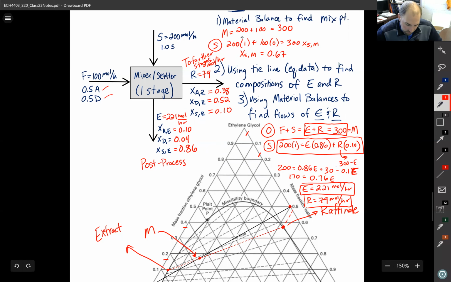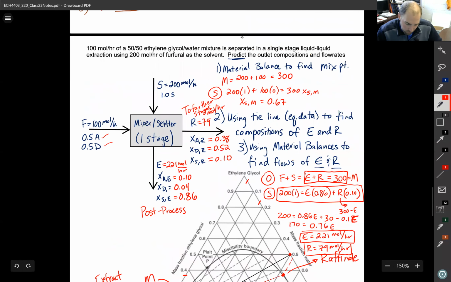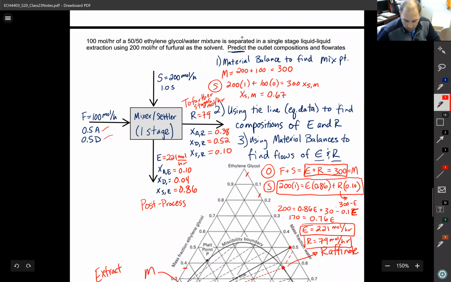So that was a single stage liquid-liquid extraction problem. Next time we'll talk about multi-stage liquid-liquid extraction problems. And we'll talk about the two configurations that you can set these things up. So you can go cross-current, which is what this looks like, or counter-current, which is what an absorption/stripping problem was.